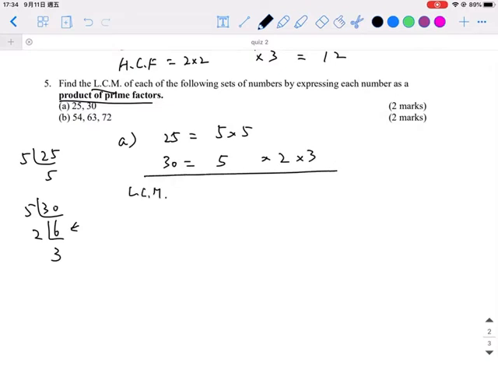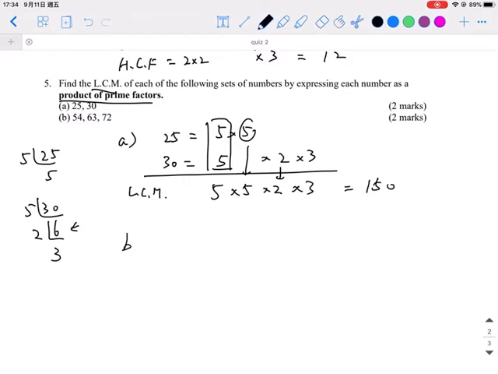So we choose everything in it. So this one is 5, and this 5 also counts for LCM, and 2 also. And this 3, multiply together, and you will get 120. Sorry, it should be 150, right?